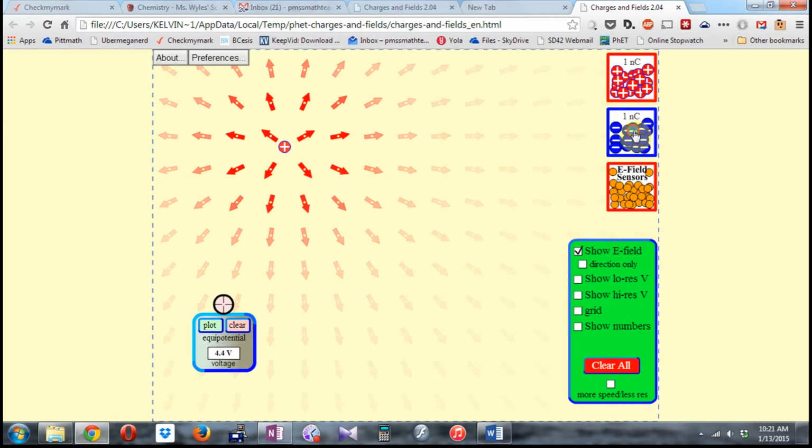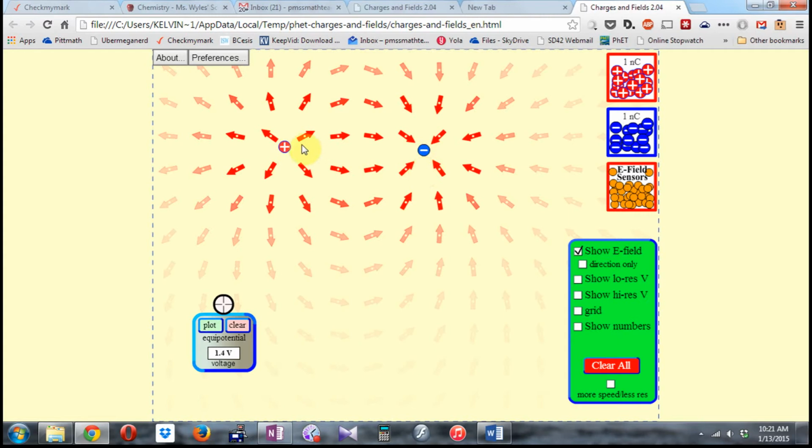Then, if I put a negative charge in, what will the positive and the negative charge do to each other? Attract or repel? Attract. And you can all of a sudden see the electric field of the positive charge bends, curves, is attracted towards the negative, and they're pulling on each other. It's invisible, I realize that, but it is there. That's what's applying the force.